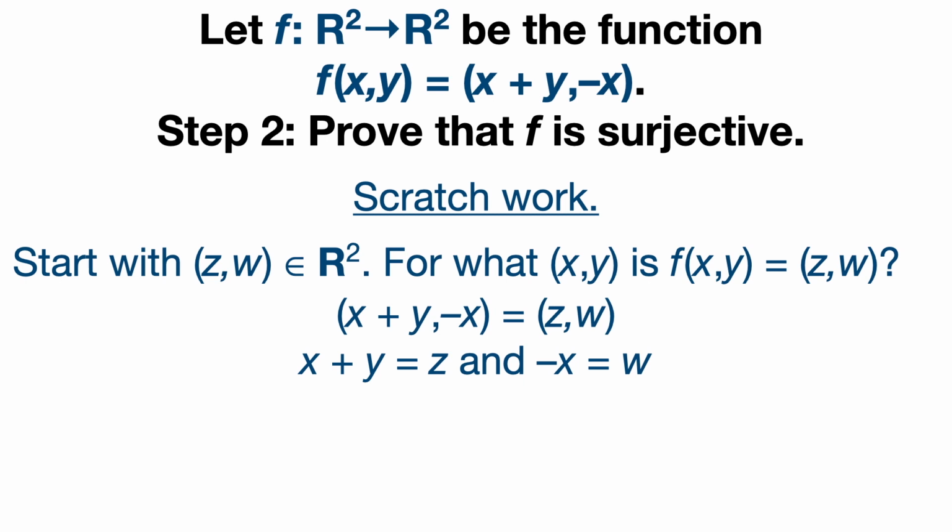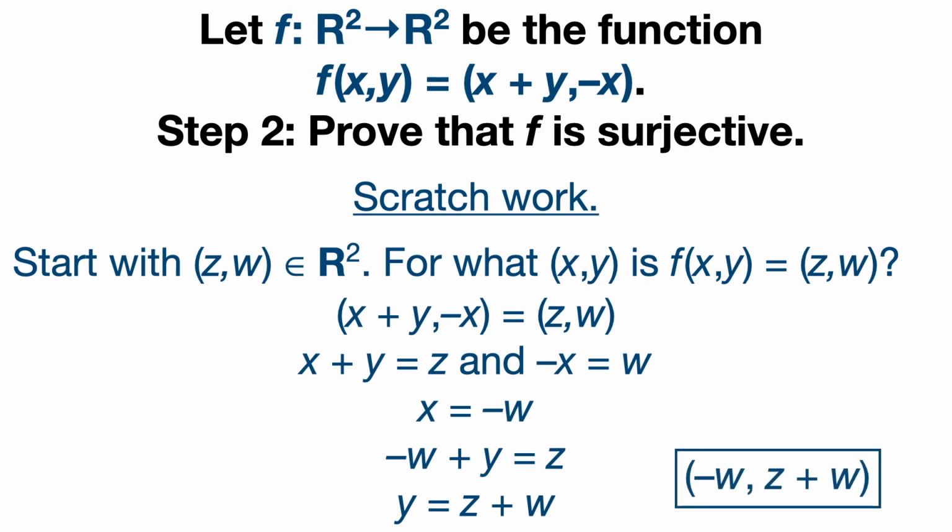At this point, we need to solve these 2 equations for x and for y in terms of z and w. From the second equality, we conclude that x is equal to negative w. Substituting negative w in for x in the first equation, we obtain negative w plus y equals z, so y equals z plus w. Thus, our desired input is (negative w, z plus w). And now we're ready to give the proof.